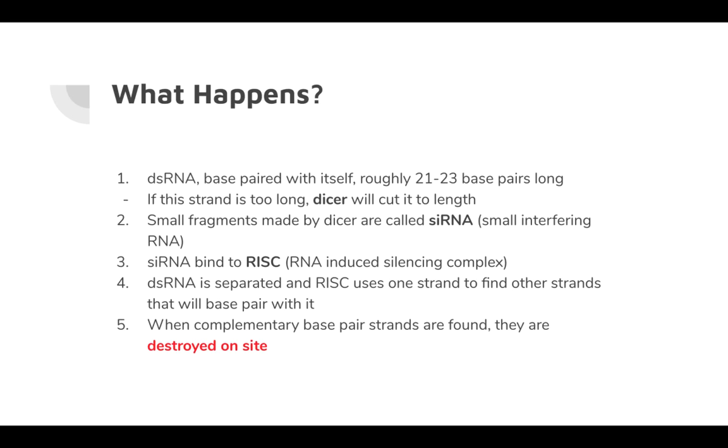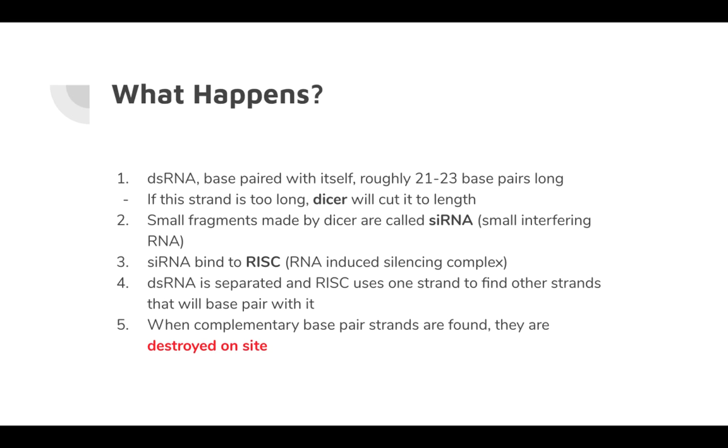So firstly, we have double-stranded RNA that base pairs with itself, roughly 21 to 23 base pairs long. If the dsRNA is too long, Dicer, which is an enzyme, will cut it to the appropriate length of 21 to 23 base pairs long. Now, these fragments made by Dicer are called siRNA, which stands for small interfering RNA.